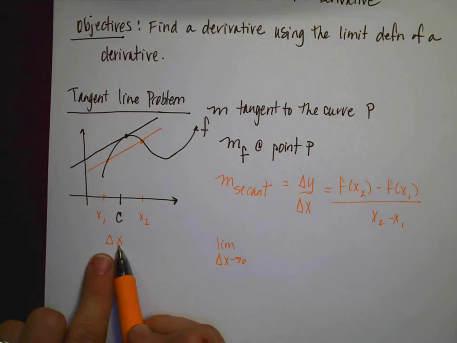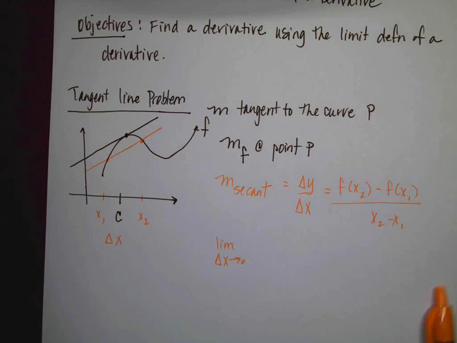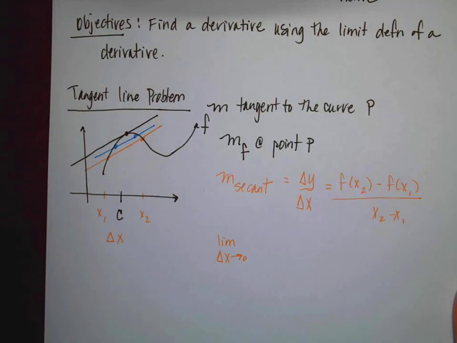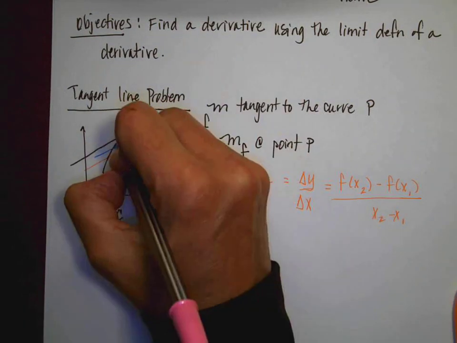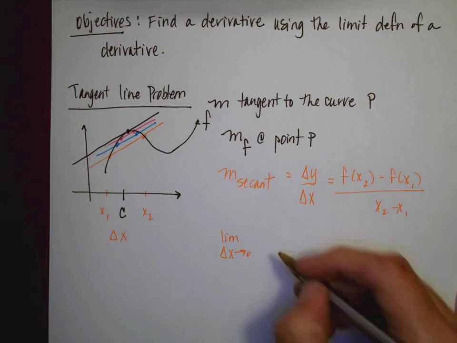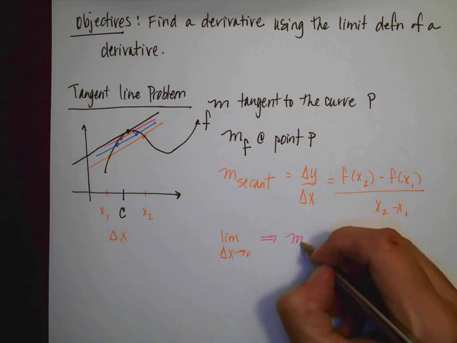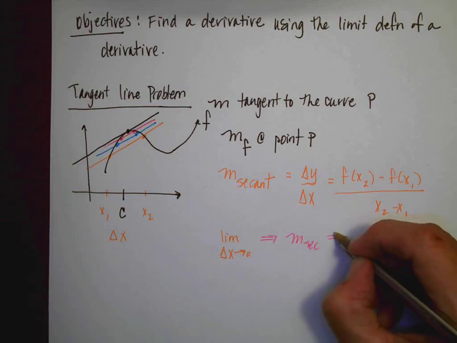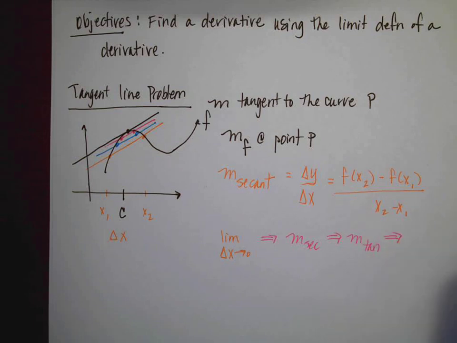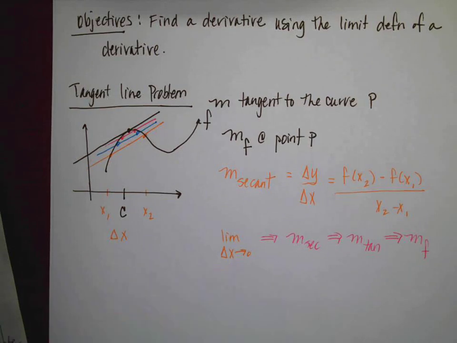As delta x becomes smaller and smaller, if I draw some different ones, maybe my next approximation is here, and then maybe the next approximation is here. As delta x goes to 0, the slope of the secant is going to be more equivalent to the slope of the tangent, which is more equivalent to the slope of the function. It's actually a really cool process, just taking the limit as delta x goes to 0.